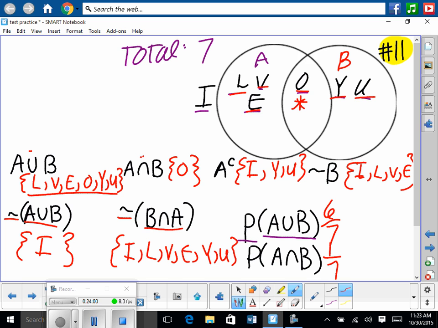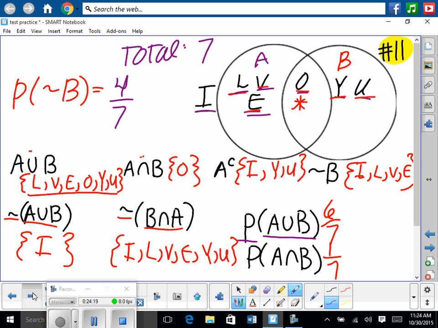So hopefully you understand those probabilities. So let's do the probability of the complement of B. So that means everything that's not in B. So everything that's not in B would be 1, 2, 3, 4 out of 7. All right, 4 out of 7.